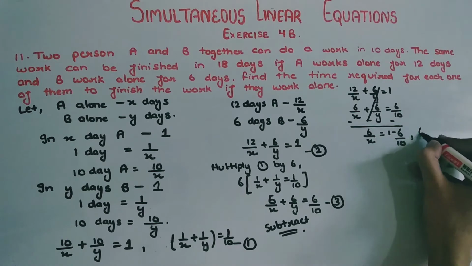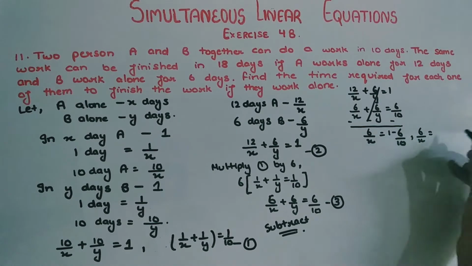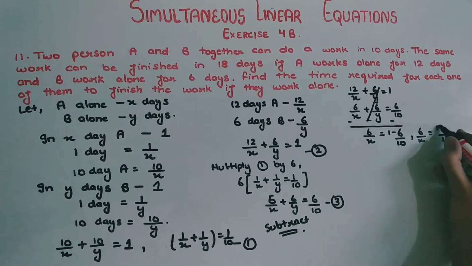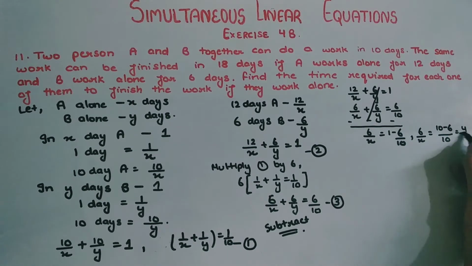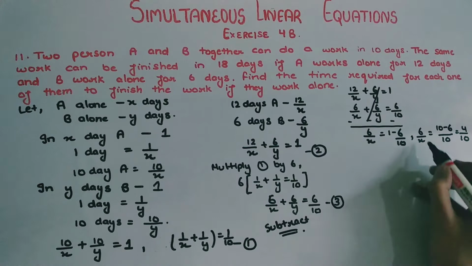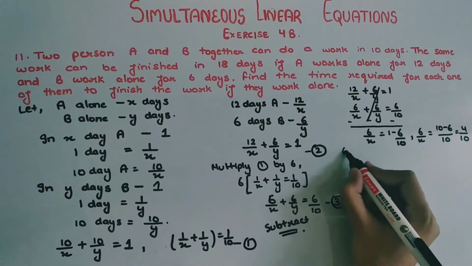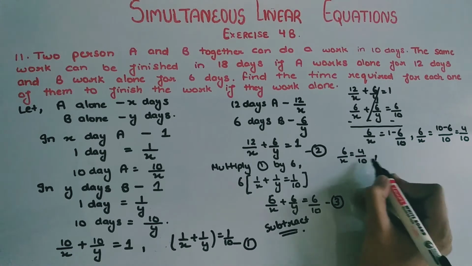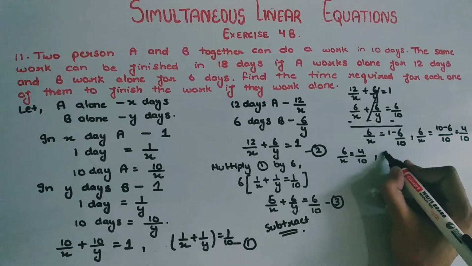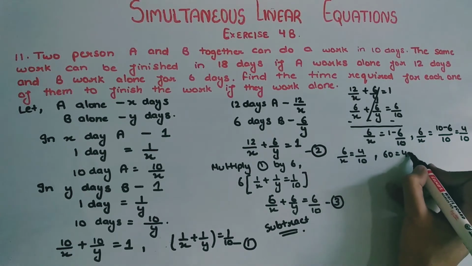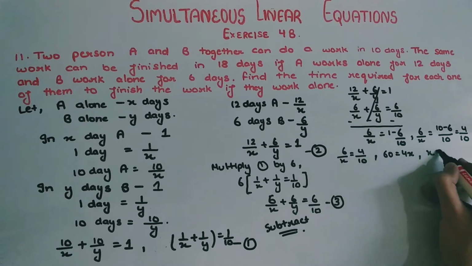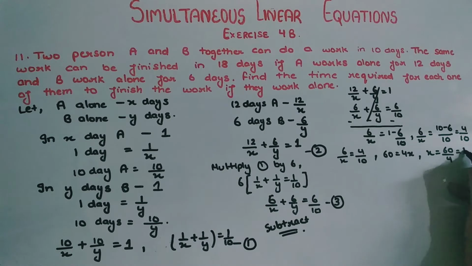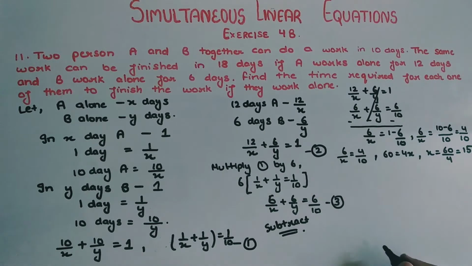Here we have 6 divided by X. We will take 10 as the LCM: 10 minus 6, that is 4 divided by 10. We will cross multiply. We have 6 divided by X equals 4 divided by 10. Cross multiplying, 60 equals 4X. Hence X is equal to 60 divided by 4, that is 15. The value of X is 15.